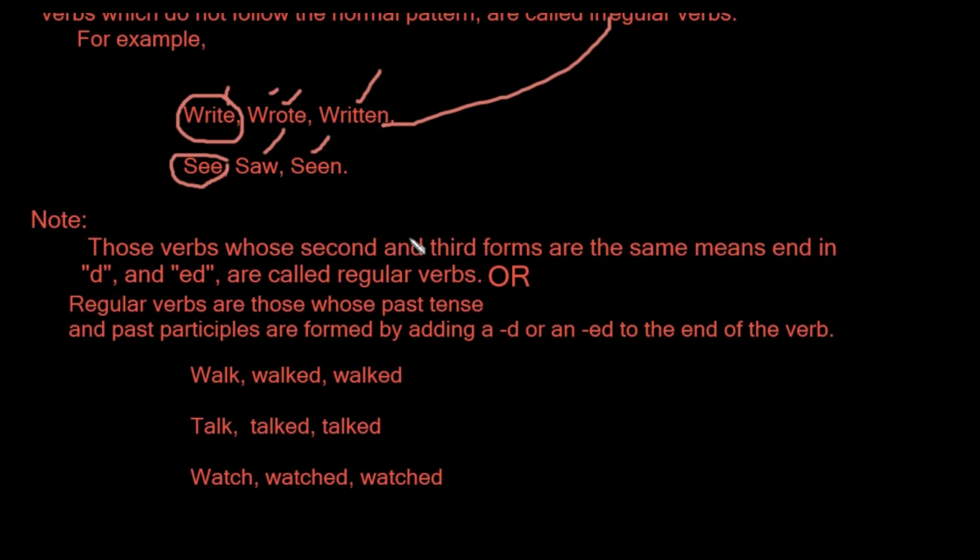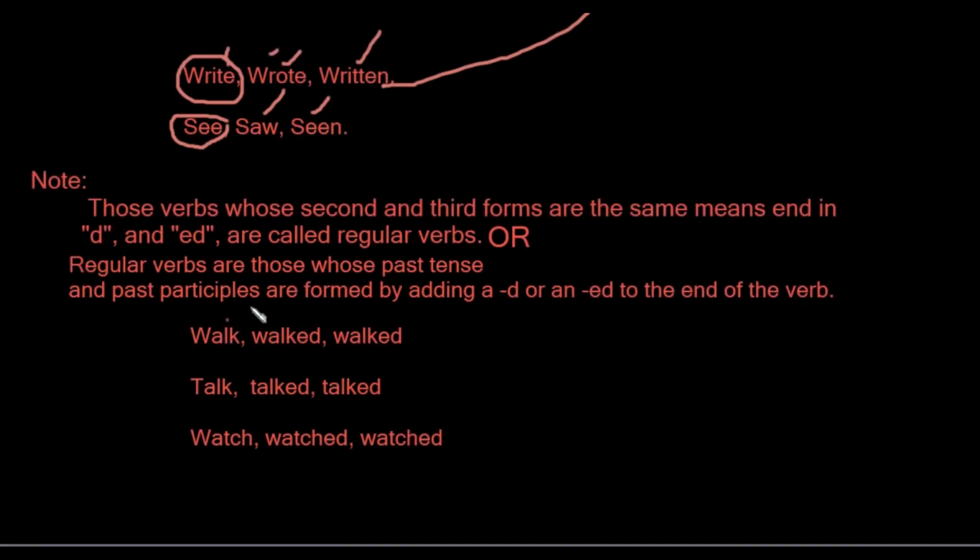Those verbs whose second and third form are the same, meaning they end in d or ed, are called regular verbs. Regular verbs are those whose past tense and past participles are formed by adding d or ed to the end of the verb. Suppose we have the base form of a verb which is walk, and if I want to make the second form of this verb, then I will put ed at the end of this verb, and this is how it becomes walked. And the third form will be the same, walked. So we will put d or ed at the end of this verb, so they are called regular verbs.